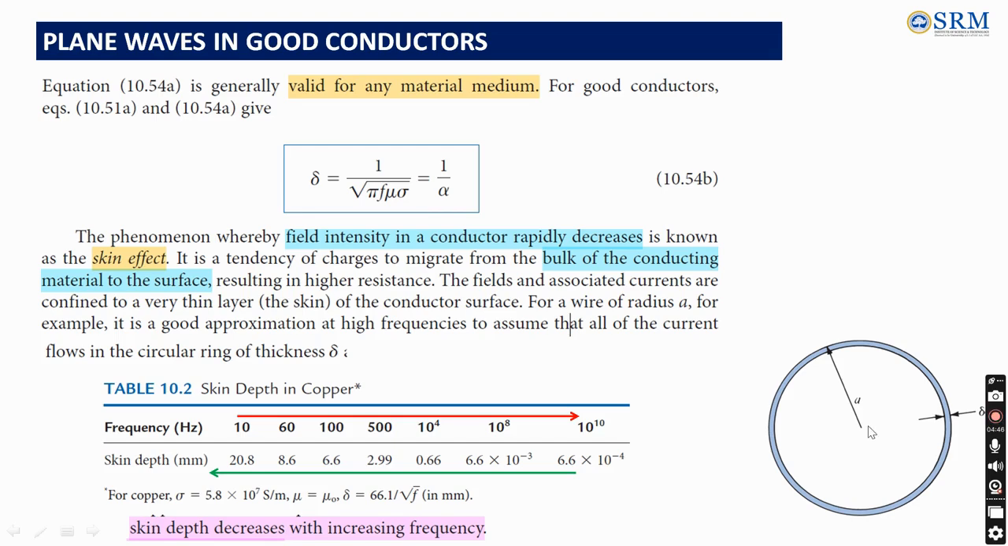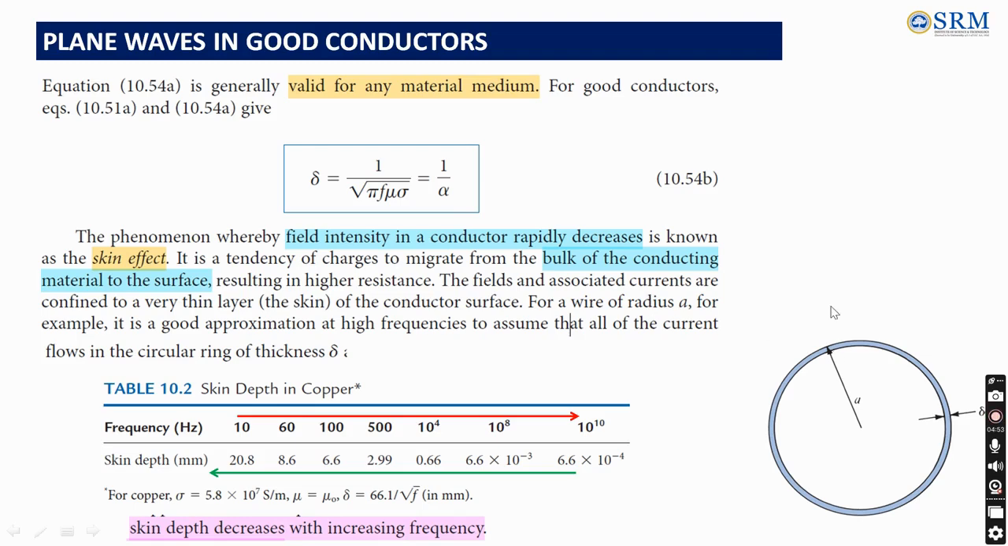Because of that, the charges try to migrate from the bulk of the conducting medium to the surface, where we can see high resistance in the very thin layer. The field and associated currents are confined to this layer. As we can observe from this table, as frequency increases, there is a decrease in skin depth value. We can see that from this expression also.